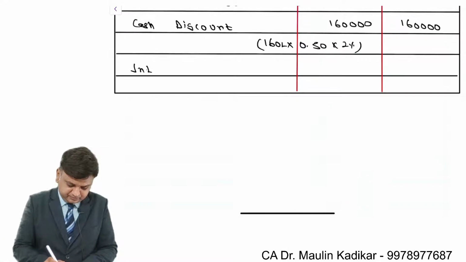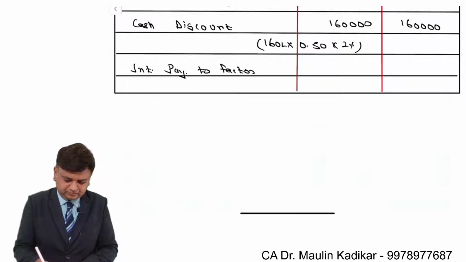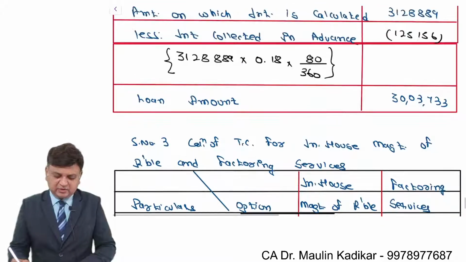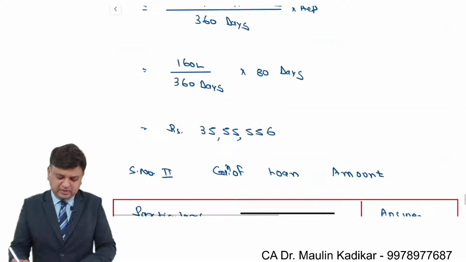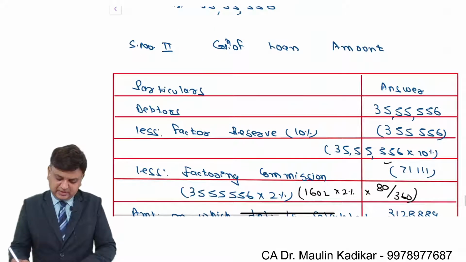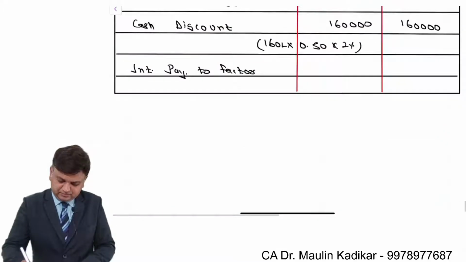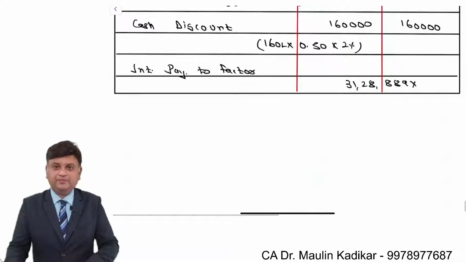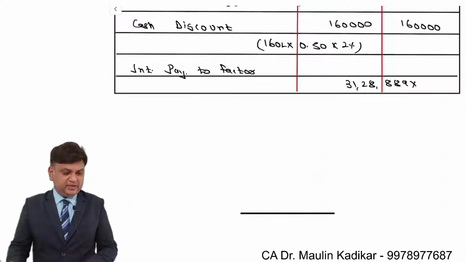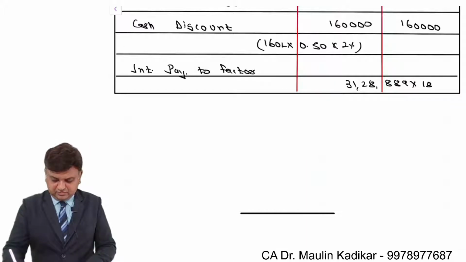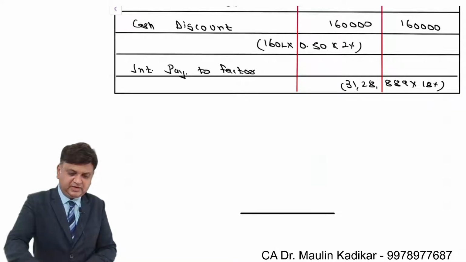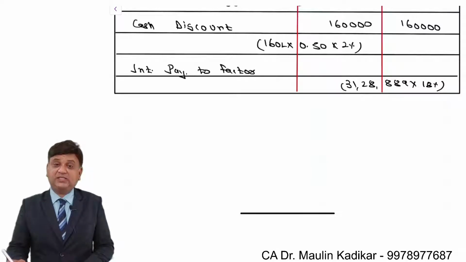Next will be interest payment to factor. Okay. What is the amount of the interest to be paid to factor? Let us understand and say how to calculate the same. It is 31,28,889 into the rate of interest at which the loan will be given is 18%. 31,28,889 into 18%. That comes to 5,63,200.